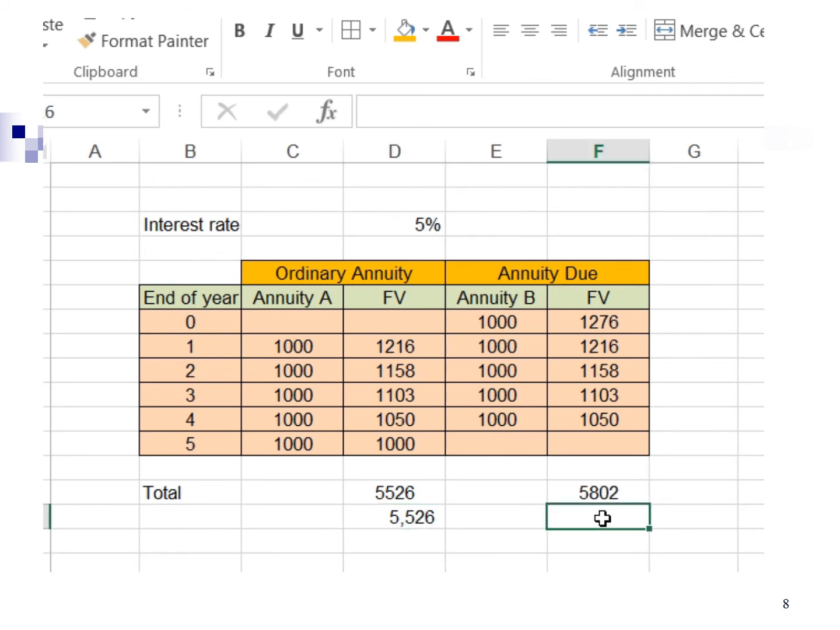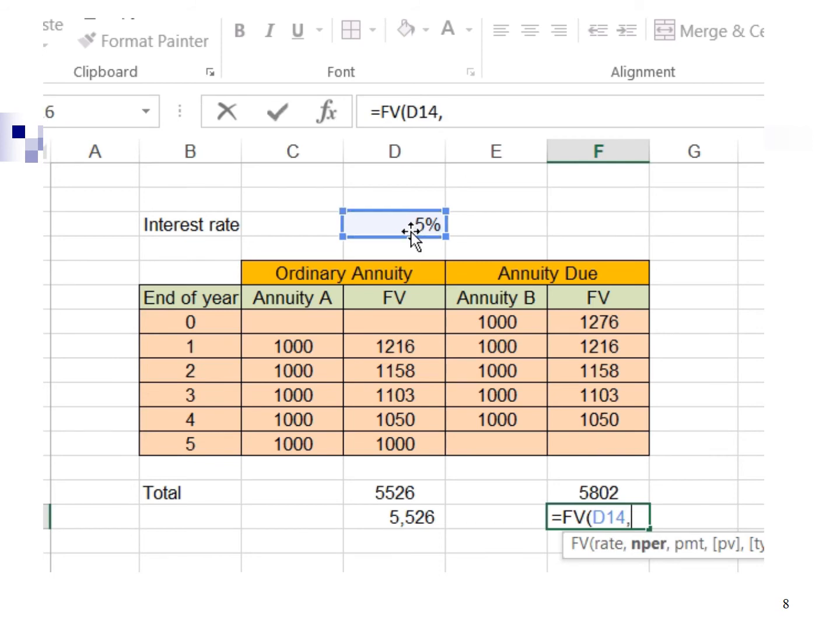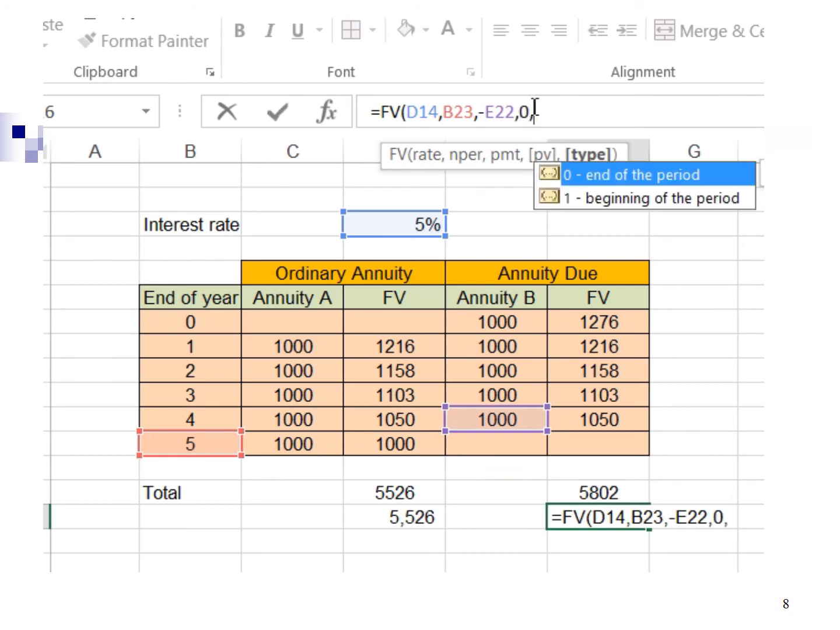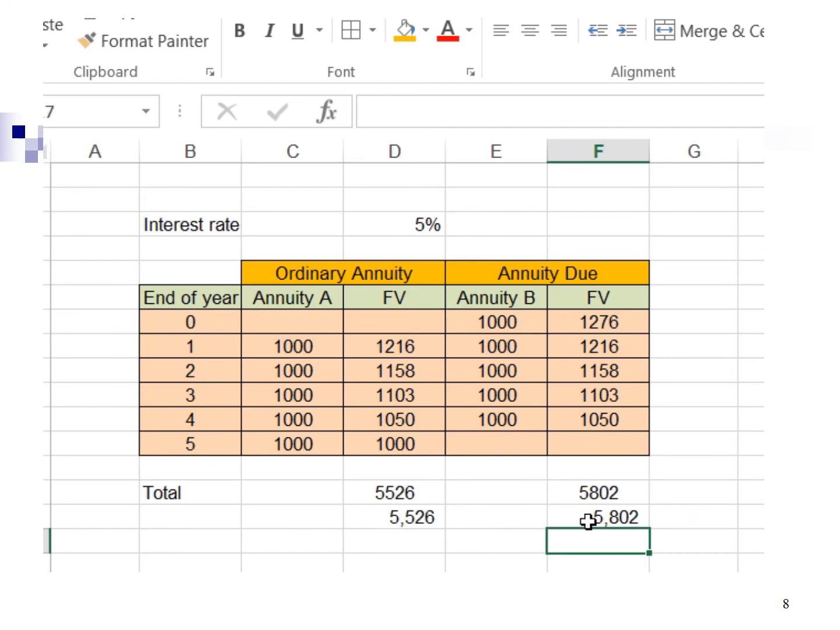Next, I would like to do the same for annuity due. I'm going to type equal FV, open bracket, point the interest rate, comma, 5 years, comma, -1000, put a negative sign for 1000, comma, 0 for present value, comma, and take note that here we should type 1 for annuity due. Close bracket, enter, and this is the answer.